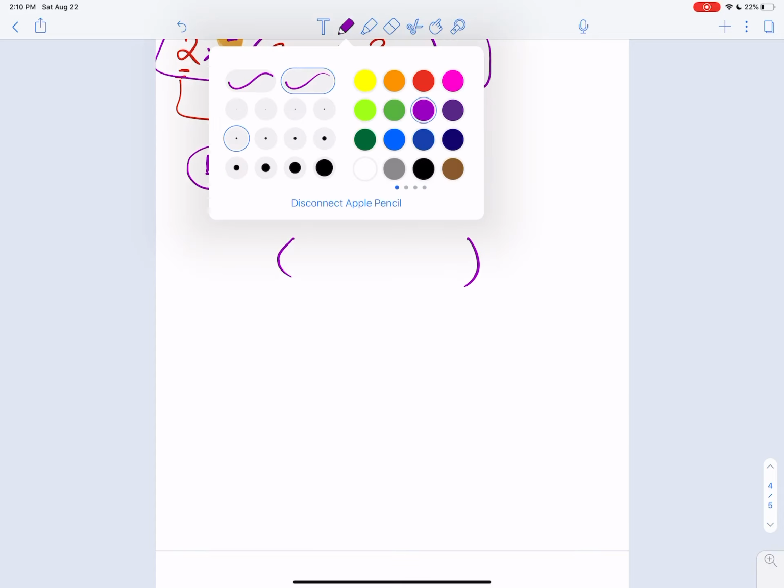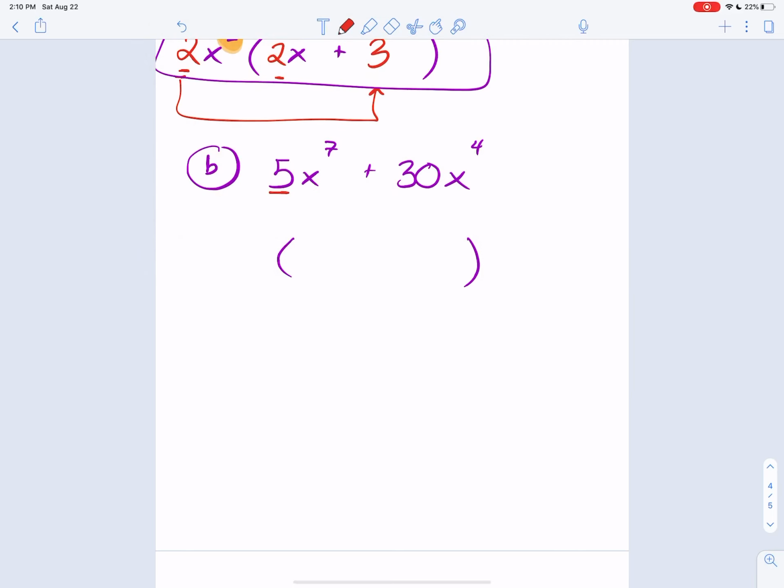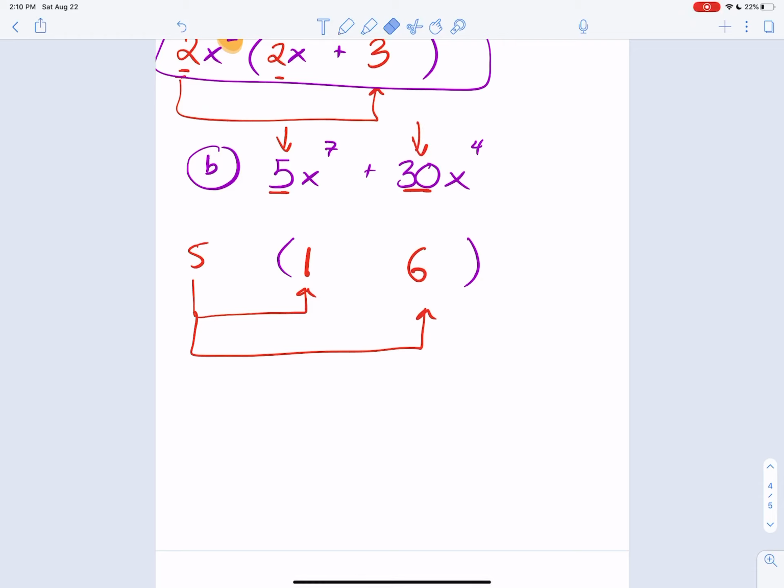Okay, so right here, if I'm just looking at my coefficients, out of 5 and 30, I know the largest number that could divide both of those in is 5, because 5 goes into 5, and also 5 goes into 30, right? 5 times 1 will give me my 5, and 5 times 6 will give me my 30. Okay? I wouldn't draw all those arrows. It's really just to help you guys out.